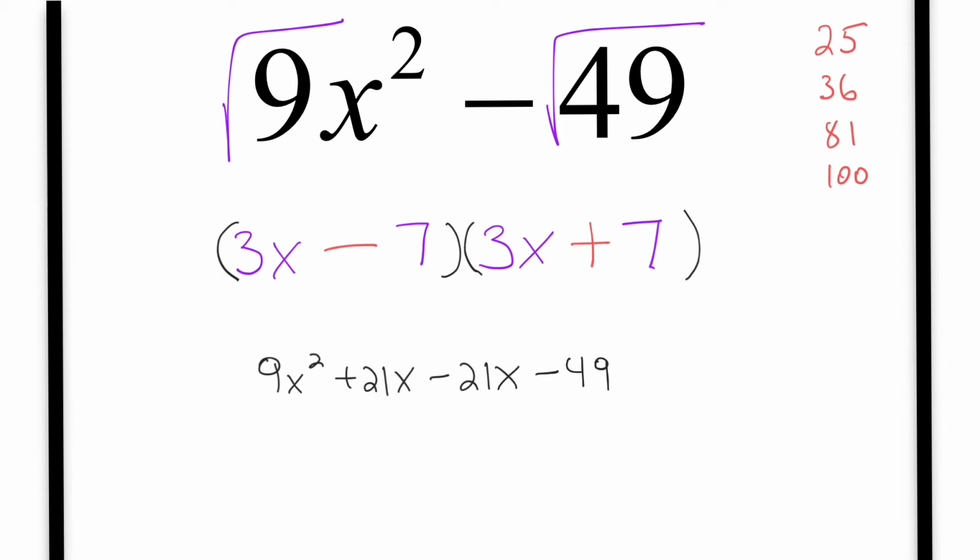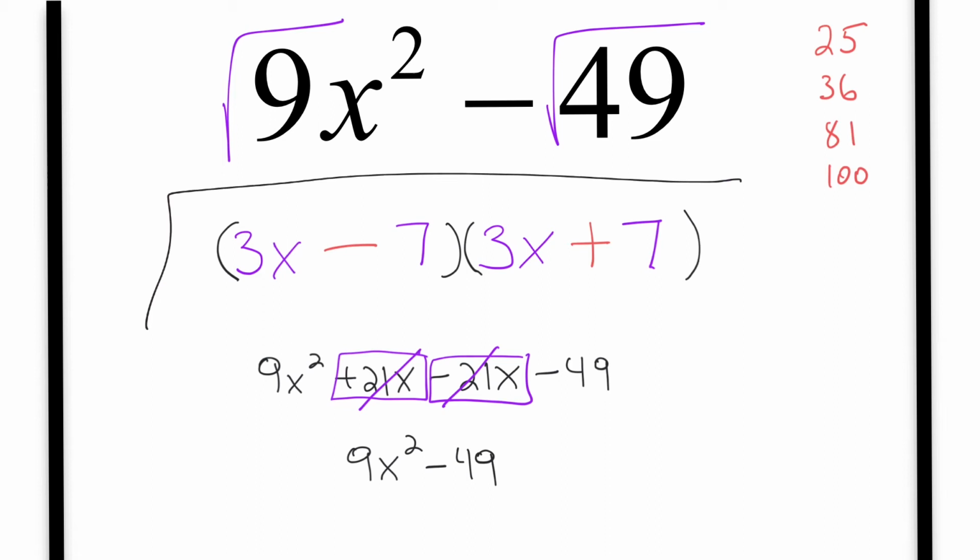When you guys look at the middle terms, positive 21x minus 21x cancels. So all we have left are the 9x squared and the minus 49. And that's what we have. We have that binomial, difference of squares, and we got the factors. So one more time, my two factors, my answer, when you guys factor, are those two parentheses.